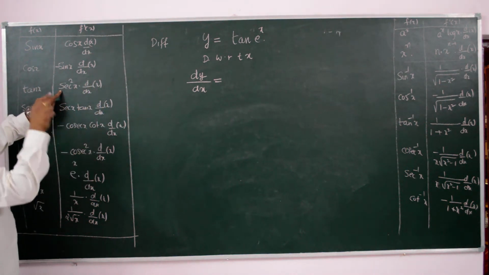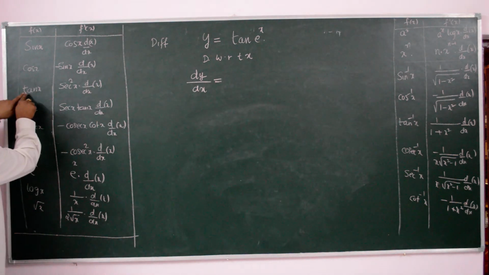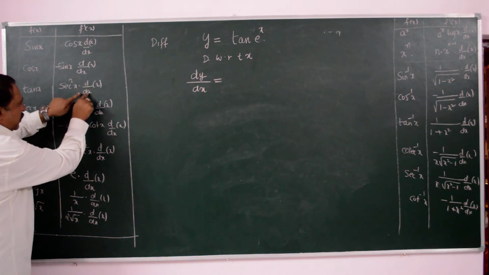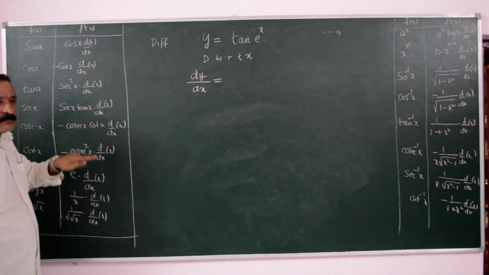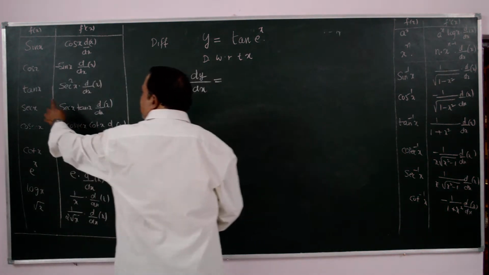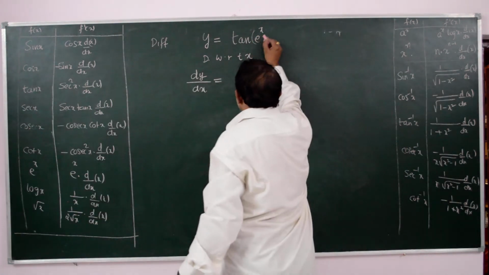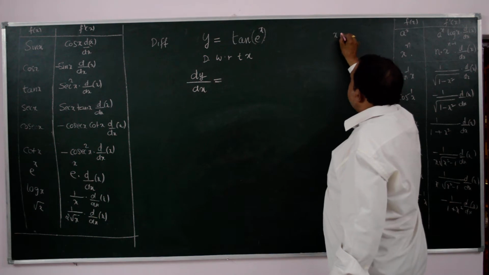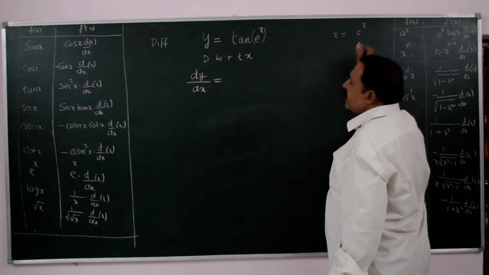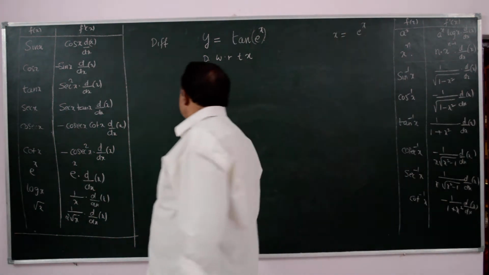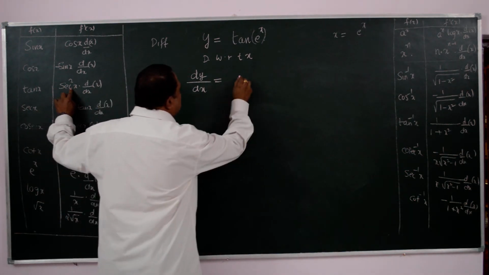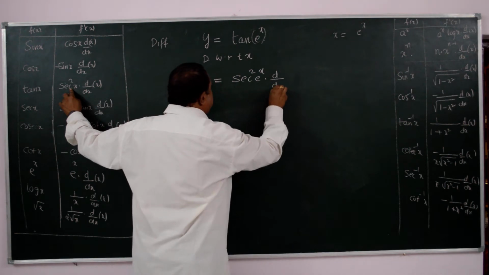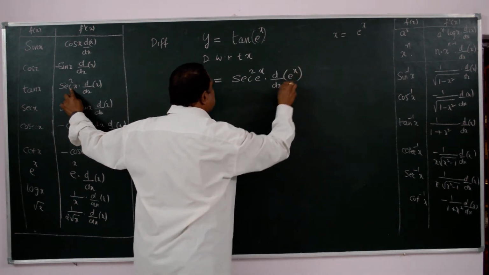Now listen. Therefore, differential coefficient of tan e to the power of x is secant square e to the power of x into d by dx of e to the power of x. What do you see in place of x here? This is tan x. What do you see in place of x? E power x. So, wherever you get x in the formula, you should put it as e power x. So, dy by dx equals secant square e power x into d by dx of e power x.